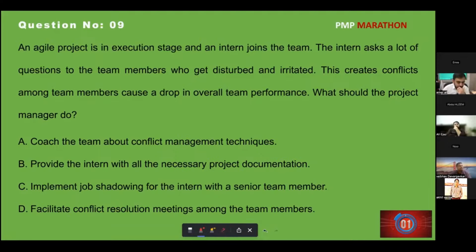Provide intern with all the necessary project documentation. What documentation? Where is the documentation missing? Anywhere in the question, is it written that he was asking for documentation? No, but it's a lot of questions. It is a vague term basically. No, it's not a vague term.